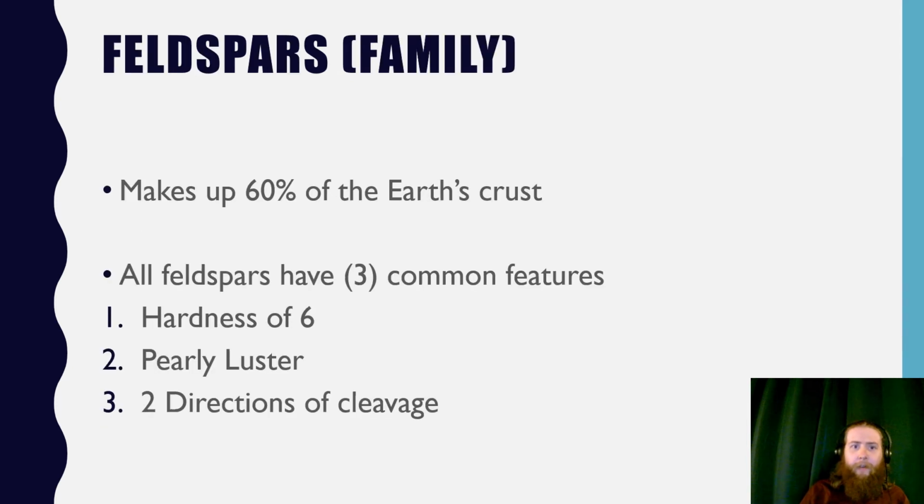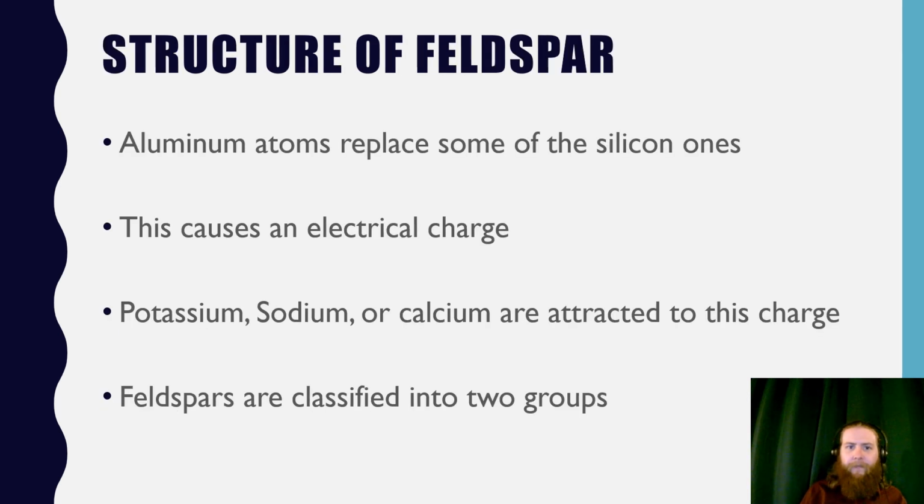Our first most common is the feldspar family, and this makes up 60% of Earth's crust, a large majority of the rocks that we see. And all feldspars have 3 common features. They have a hardness of 6, they have a pearly luster, and they have 2 directions of cleavage where they have those weak bonds inside of those rocks. In the structure of these, atoms are going to replace some of the silicon ones. So you're going to have some aluminum oxygen tetrahedrons, which causes an electrical charge inside of these. Things like potassium, sodium, or calcium are going to be attracted to this charge.